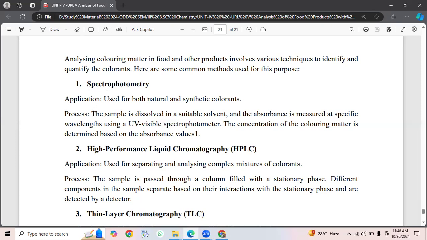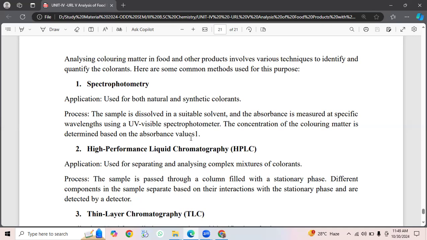This spectrophotometry may be UV spectrophotometry. It is used for both natural and synthetic colorants. Whether natural dyes, natural colors, or chemical synthetic dyes have been added to the food, by using a UV spectrophotometer we can easily identify. How do we identify? The sample is dissolved in a suitable solvent and the absorption is measured at specific wavelengths using a UV-visible spectrophotometer. The concentration of the coloring matter is determined based on the absorption values.